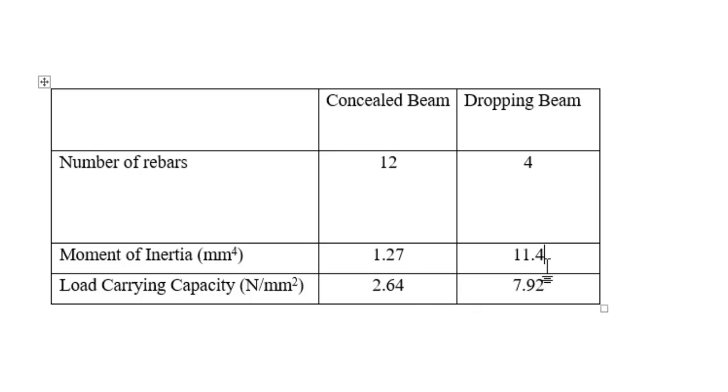Also, let's consider the load carrying capacity. The load carrying capacity of that specimen, that particular beam, is calculated to be 2.64. And what about the drop-in beam? We had 7.92. Obviously, 7.92 is 3 times more than 2.64. So that tells you that a drop-in beam has a load carrying capacity 3 times that of a concealed beam. In terms of economy, a drop-in beam is better. In terms of stability, a drop-in beam is better. So this brings us to the end of my review on concealed beam.